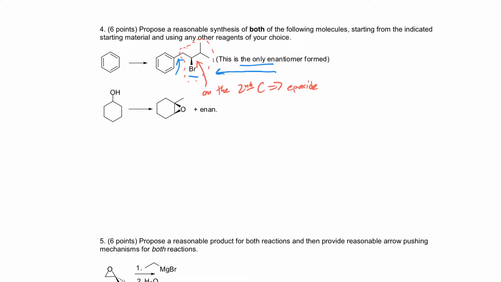I think PBr3 will turn my OH into a Br. So I think that is my new target. That plus PBr3 will give me the product. If I make only this enantiomer, again, making this bond, I can do that through the appropriately shaped epoxide.